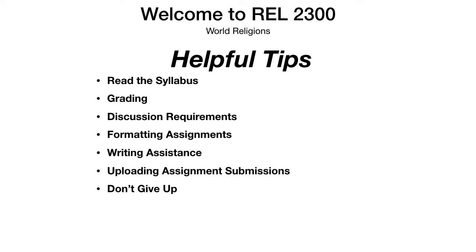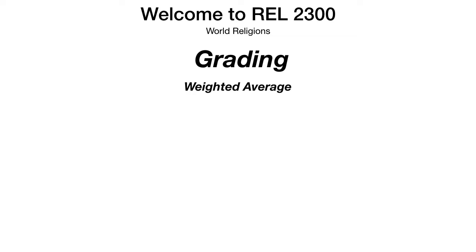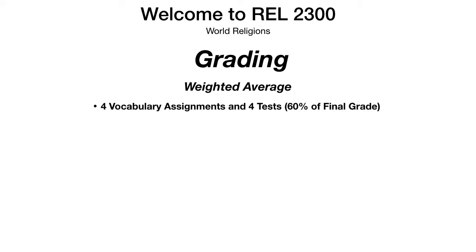First, I want to talk about grading. Now, we use what is known as a weighted average. I do not use points. You don't accumulate points, although your grade book shows point accumulation, but I do not grade by points. I use a weighted average. You have 4 vocabulary assignments and 4 tests. Those vocabulary assignments and those 4 tests make up a huge amount of your grade, 60% of your grade.